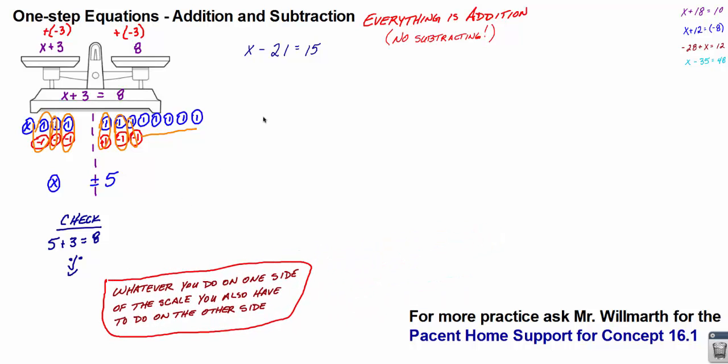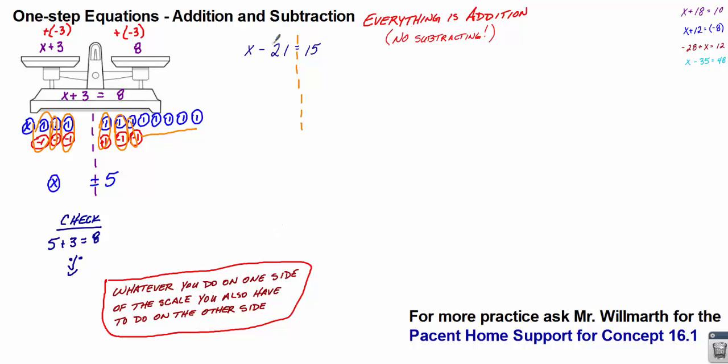So that's your quick review of what we did in class. Now let's look at how we do it without using the scale, because when we get bigger numbers like this, x minus 21 equals 15, those bigger numbers would be hard to draw. So let's look at how we do it without drawing. Well, our first step is the same as what we did before. Draw that dashed line.